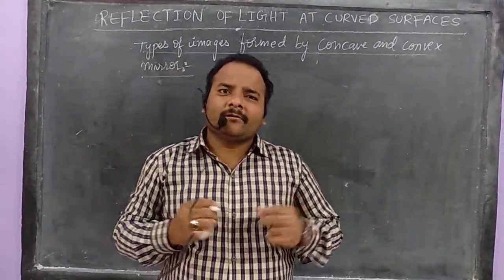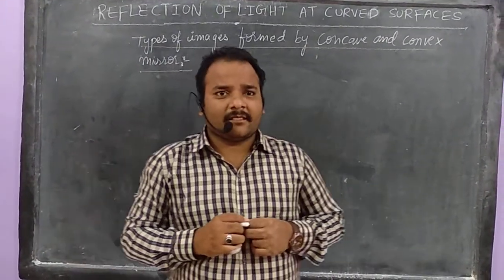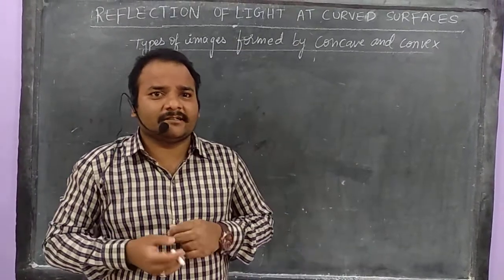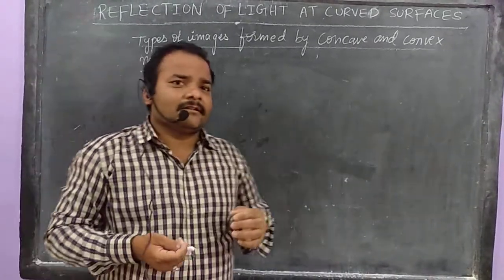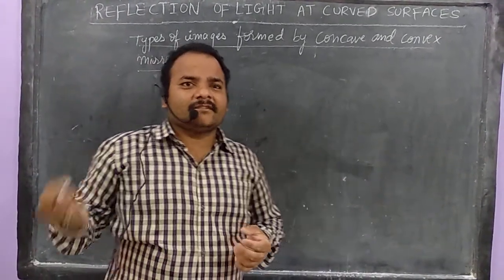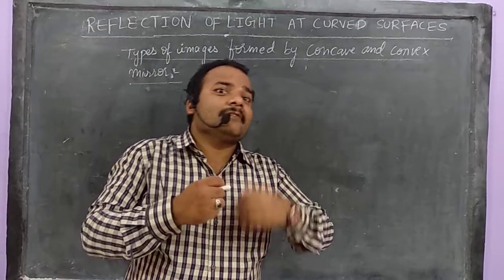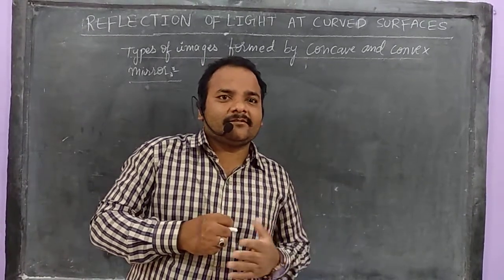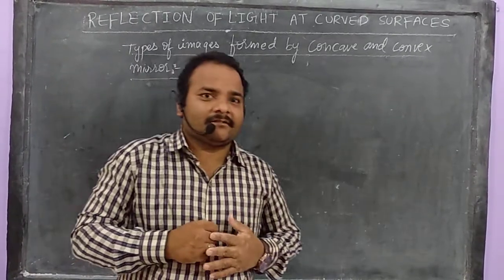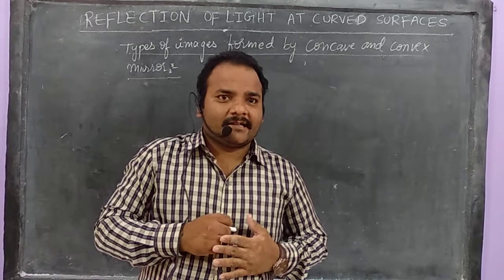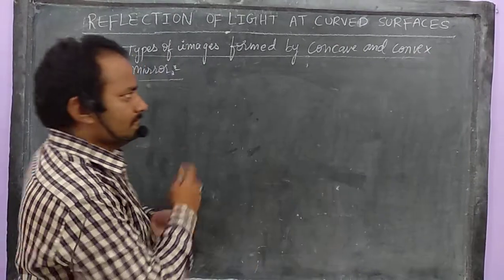Students, you know very well that in our daily life we will discuss two types of mirror. One is concave mirror, another is convex mirror. In this topic we are talking about which kind of images they will give after using a concave mirror and a convex mirror. Example, if you are using concave mirror, which kind of image will it give? If you are using convex mirror, which kind of image will it give? Will the image be the same or different? So let us go for it.